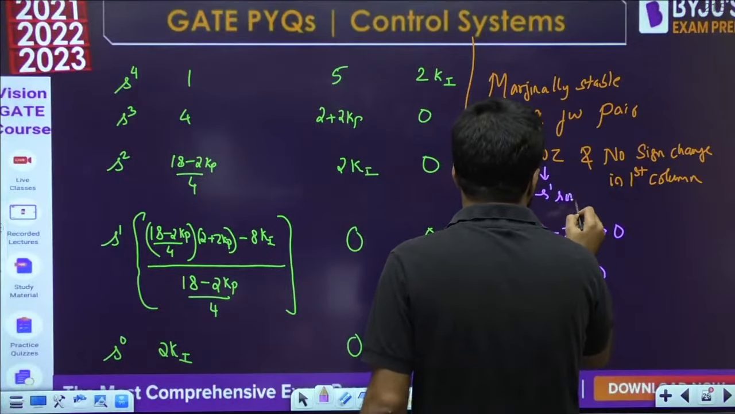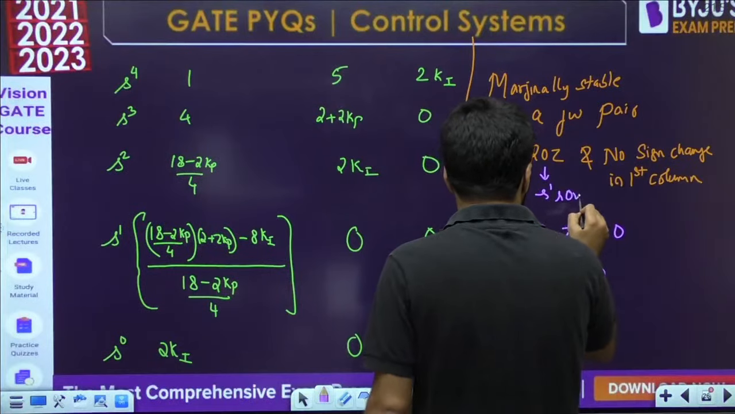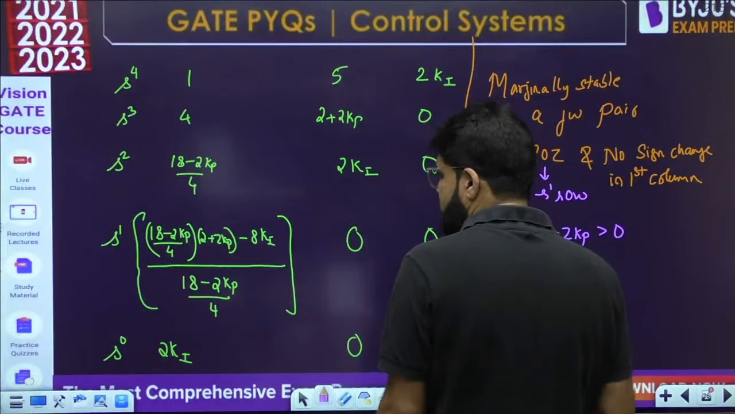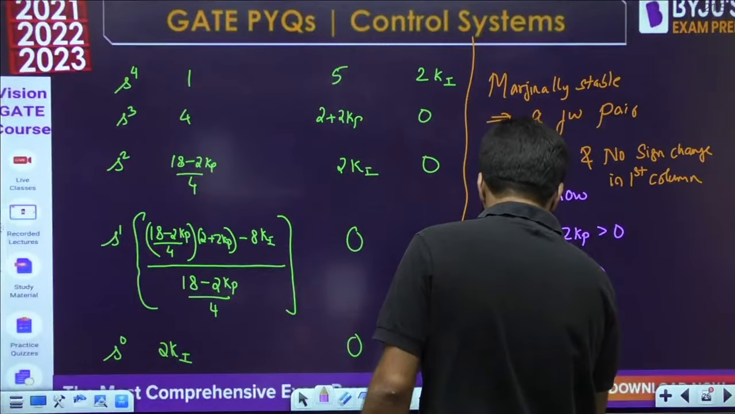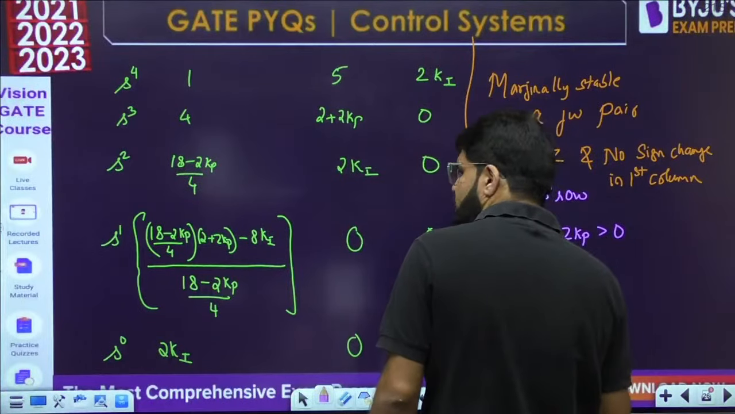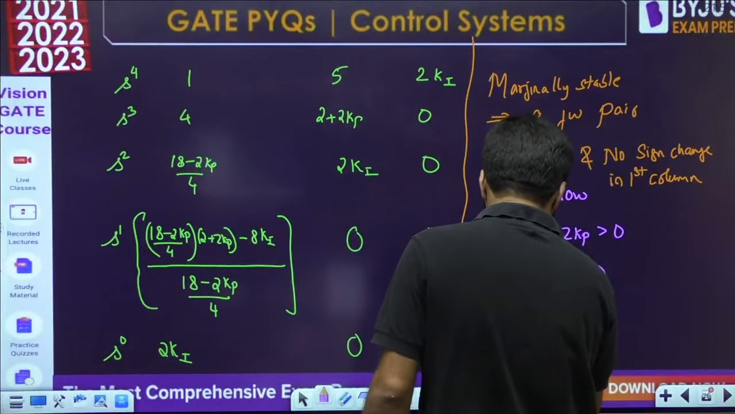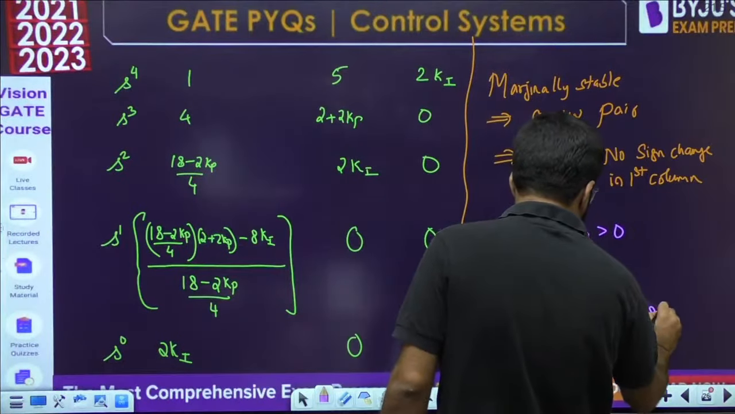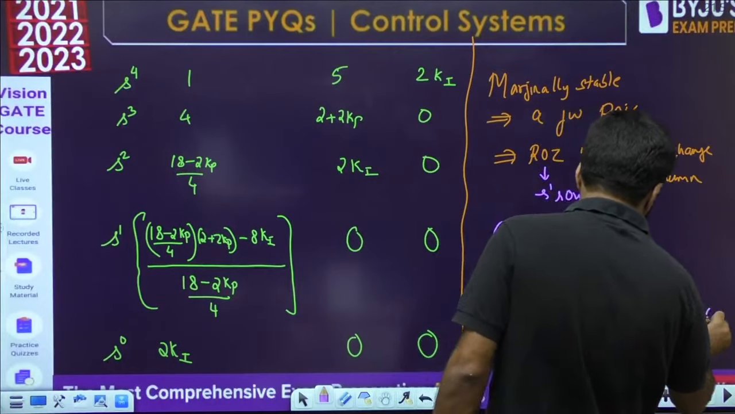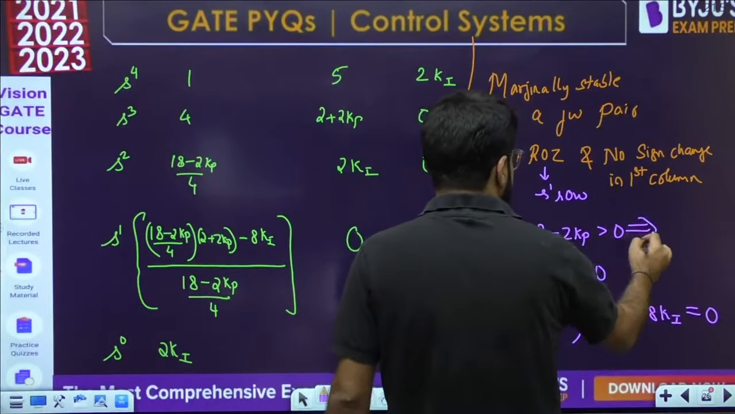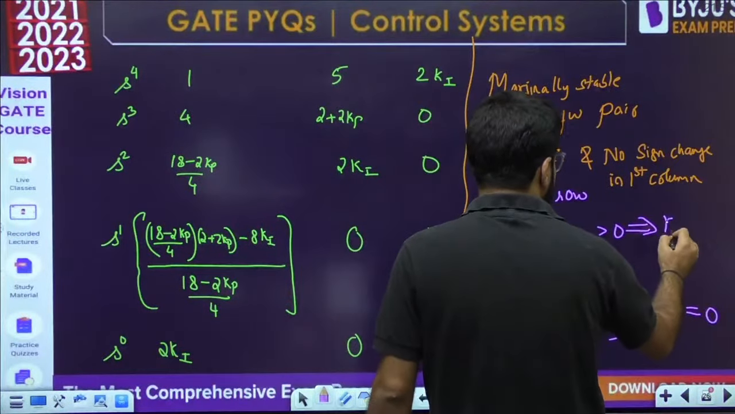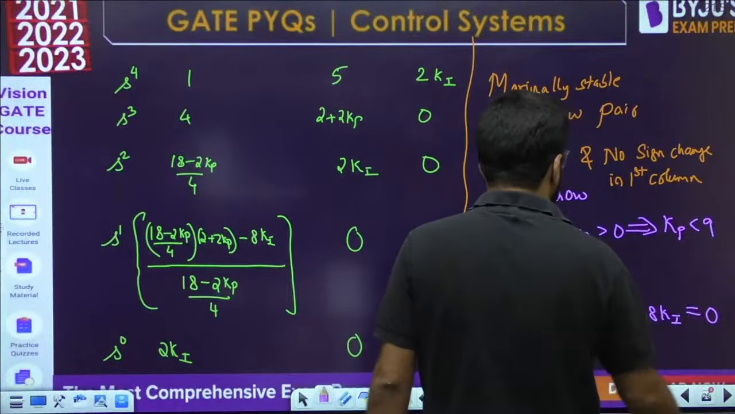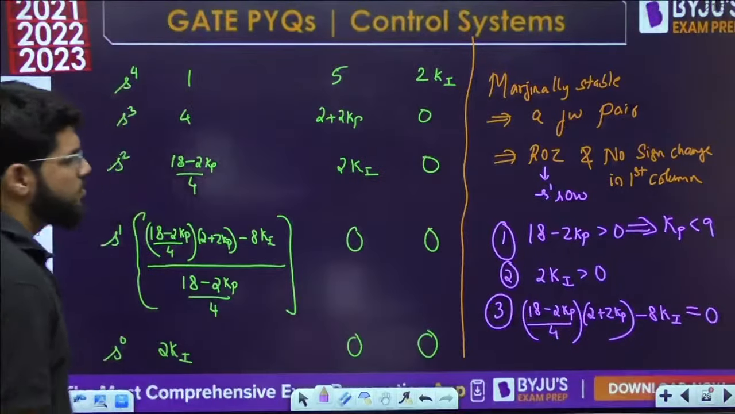So I am targeting the s power 1 row. That is going to be (18 minus 2Kp) divided by 4, multiplied by (2 plus 2Kp), minus 8Ki, should be equal to 0. Achha, so from here 18 minus 2Kp greater than 0 gives the condition that Kp should be less than 9. This is also a condition, Kp should be less than 9.